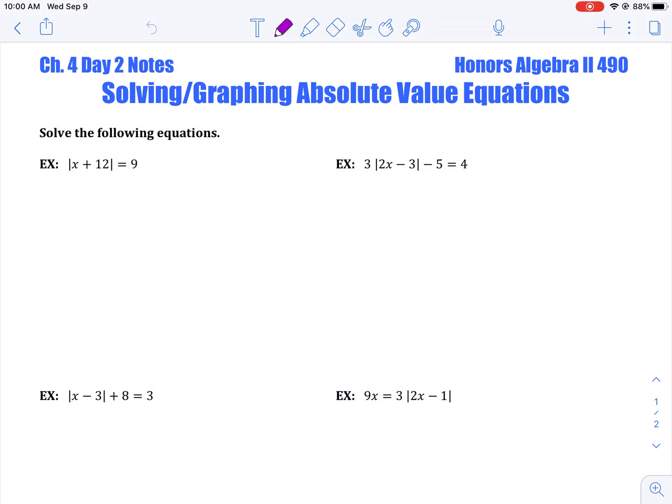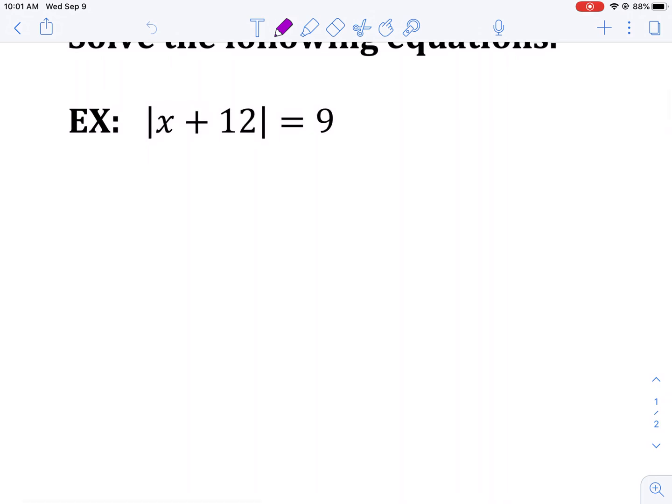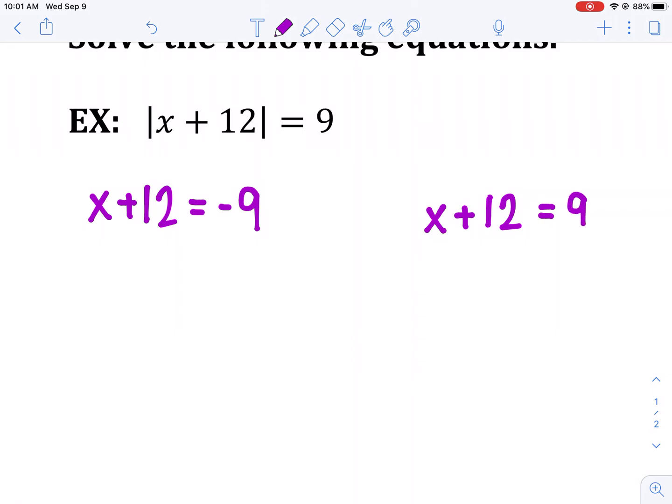So let's just go through an example. I'll explain what I just meant. So I'm saying this x plus 12, it could equal -9, or the x plus 12 could equal +9. I am in a way breaking out of the absolute value.